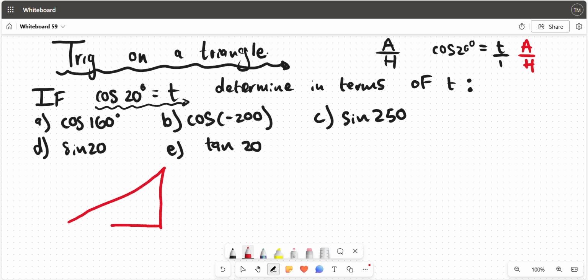So there is my right angle triangle. It's always going to be a right angle. I have my 20 degrees there. And if I'm standing right there, what is my adjacent? My adjacent is the side down here, which is a t in this case. And what is my hypotenuse? My hypotenuse is this longer side, which in this case is a 1. Right? And now I need to apply some Pythagoras there.